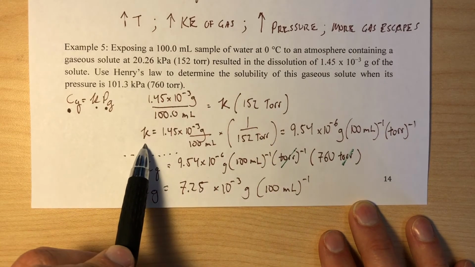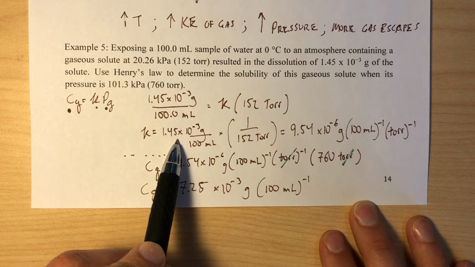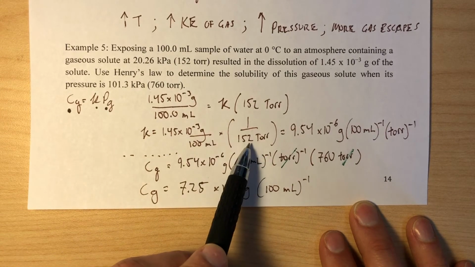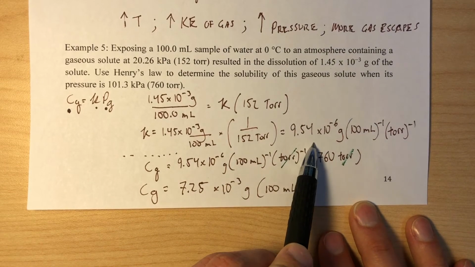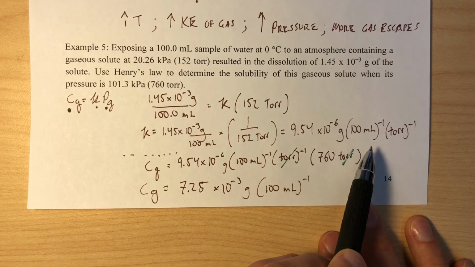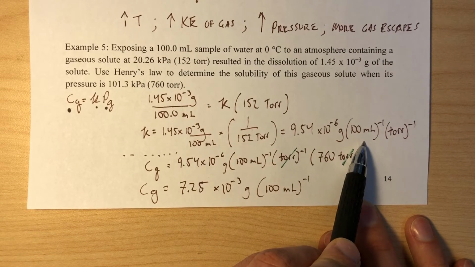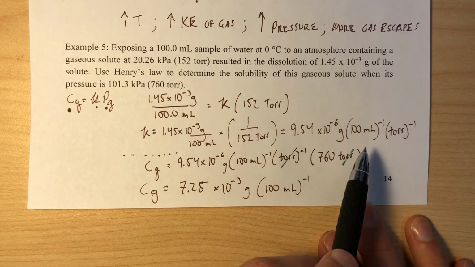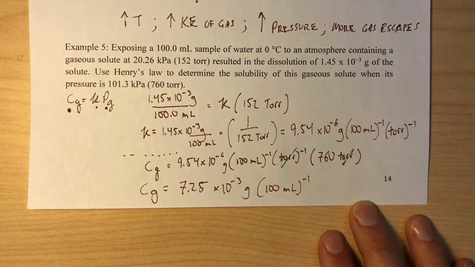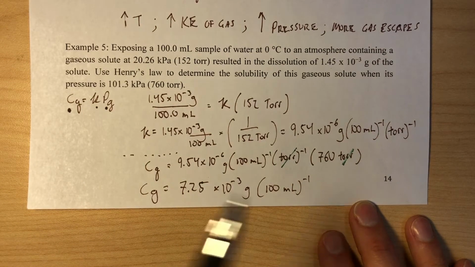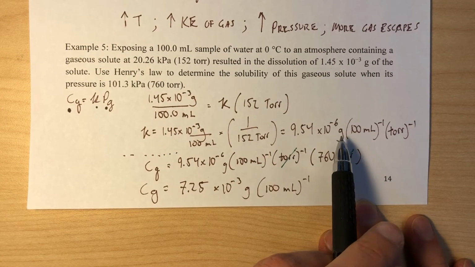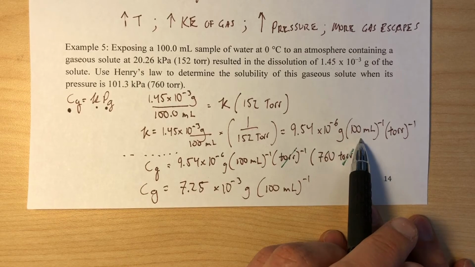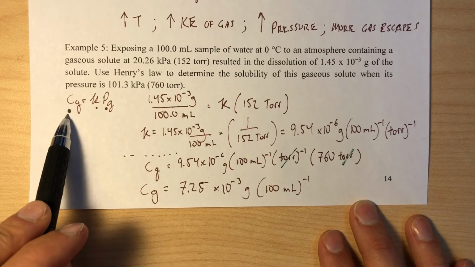If we solve, we get K is equal to 1.5 times 10 to the negative 3 grams per 100 milliliters divided by 152 torr, or times 1 over, which is equal to 9.5 times 10 to the negative 6 grams per 100 milliliters per torr. I rewrote these units as the inverse because we should also be comfortable seeing units as being inverse units. So we now have a value of our proportionality constant. It is in grams per 100 milliliters so that it matches our C, our solubility.